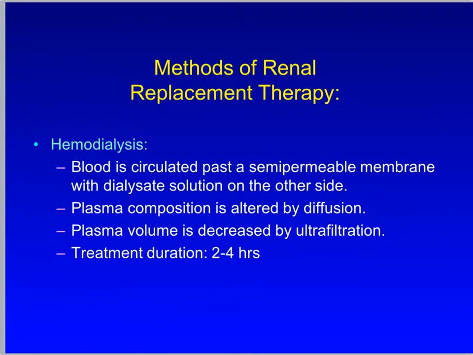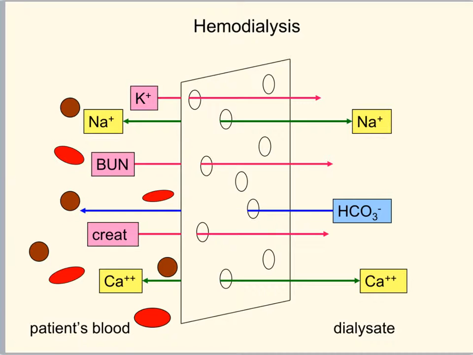Now, what are the basic types of renal replacement therapy? Let's look at them one by one. With hemodialysis, the patient's blood is circulated past a semi-permeable membrane with dialysate solution on the other side. Plasma composition is altered primarily by diffusion of molecules down their concentration gradients to or from the dialysate solution. Plasma volume, as we'll see, can be decreased by ultrafiltration, and hemodialysis is performed in sessions that typically last between 2 and 4 hours. Here's a diagram of how hemodialysis works.